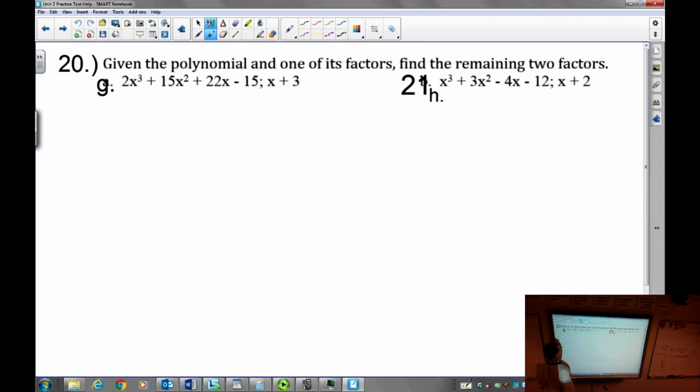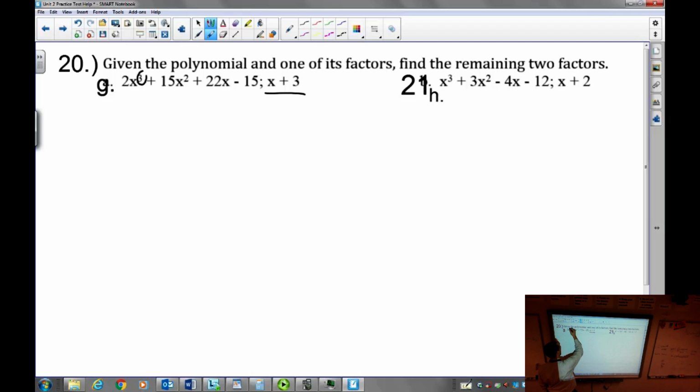Given the polynomial and one of its factors, find the remaining two factors. I'll show you the algebraic method that we wanted you to do when we designed this problem, and then I'll show you the graph and calculator way to solve it. So let's see here. If one of them is a factor, that means it should divide evenly into it. It won't find the other two factors.